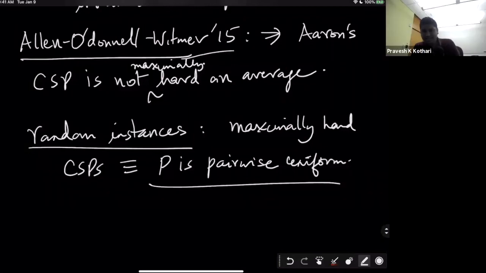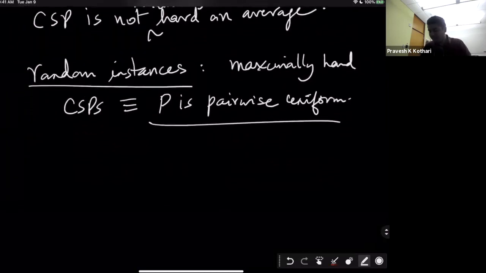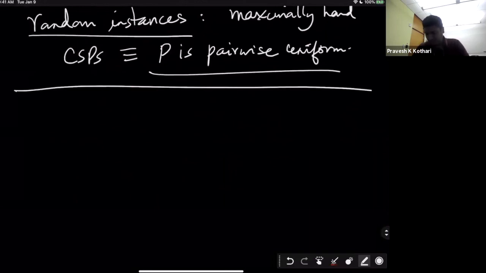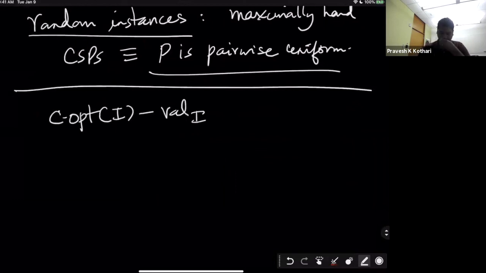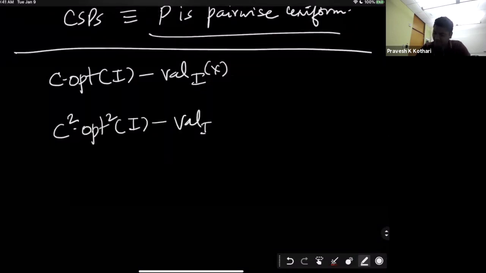There are multiple ways to interpret this question, but you admitted already that it's a vague question, so let me give a potential answer. Anish is asking: we tried to construct certificates for C opt I minus val I. But you could do different things which tell you the same thing. For example, you could consider certificates for C square opt square I minus val I square.